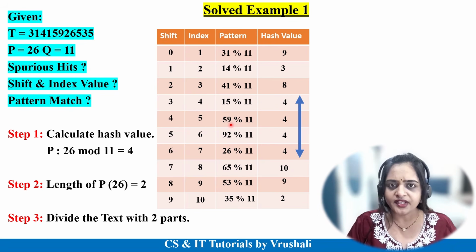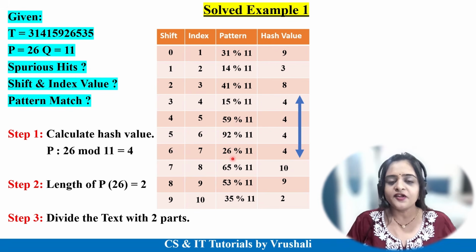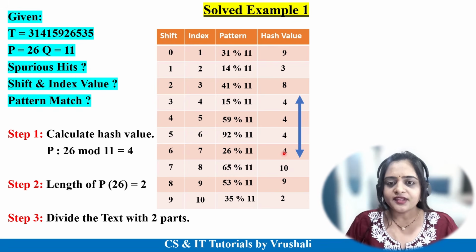Is 26 equal to 59? No. Is 26 equal to 92? No. And here 26 is exactly equal to 26. Right? It means your pattern is found at the 7th index and shift equal to 6. So see, how many hash values of 4 are there? 4. Okay. But at the 7th index, your hash value matches and your pattern also matches.